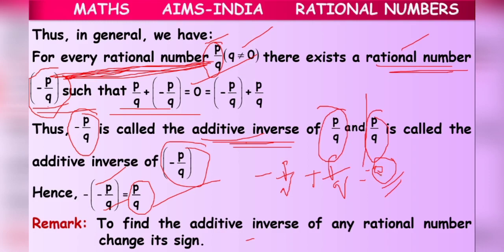So like this we have 5 properties: closure property, commutative property, associative property, existence of additive identity, and existence of additive inverse. All these 5 properties we have learnt and applied during addition of rational numbers. Like that, we can also apply them to other mathematical operations like subtraction, multiplication, division. The same properties apply, but there will be a small change. So let's see some examples, children.